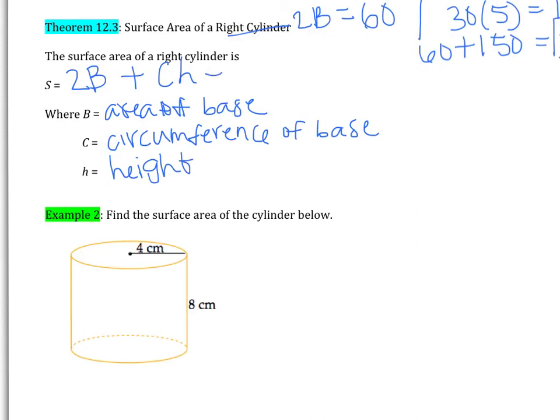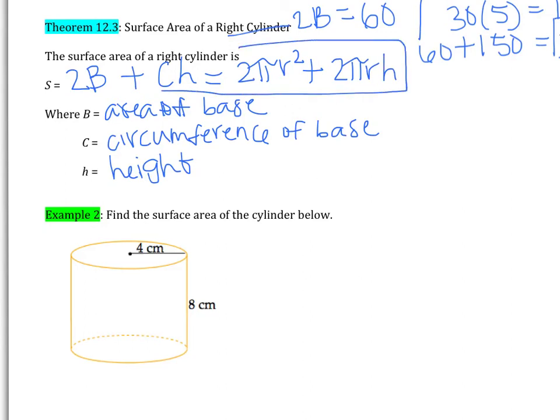This can also be expanded to where we know the area of the base is going to be pi r squared, so you can write this as 2 times pi r squared, plus we know the circumference is 2 pi r, so you can rewrite this as 2 times pi times r times h. You can rewrite it like that if you want. That might be a little bit easier for you to remember.